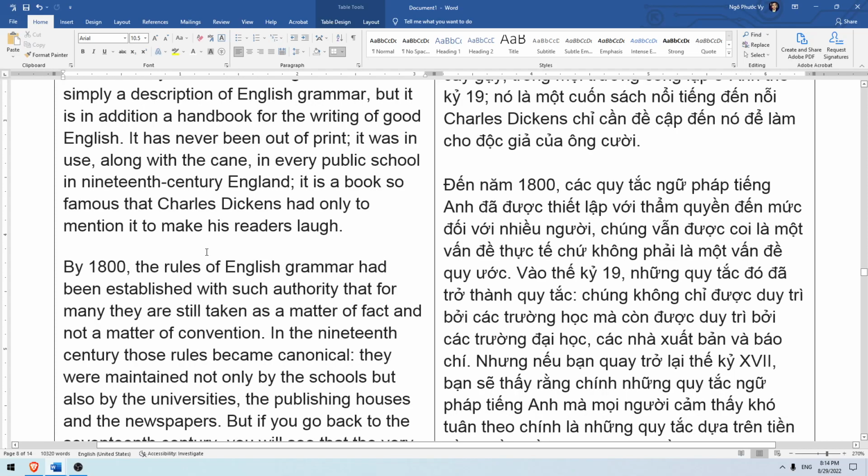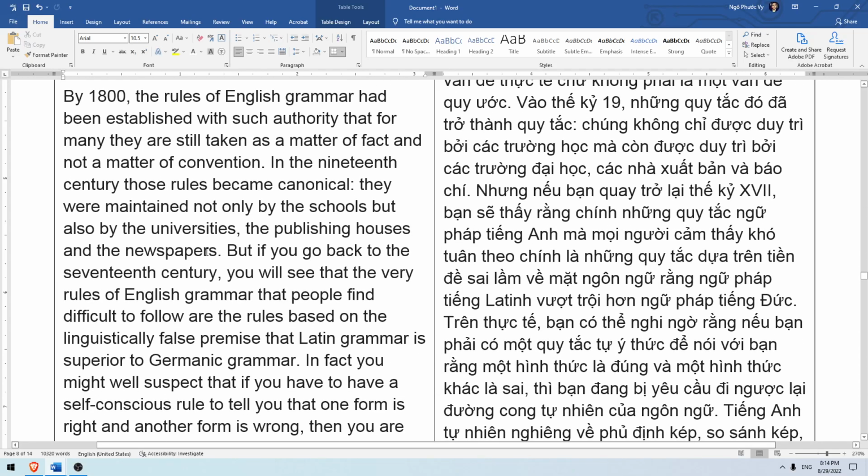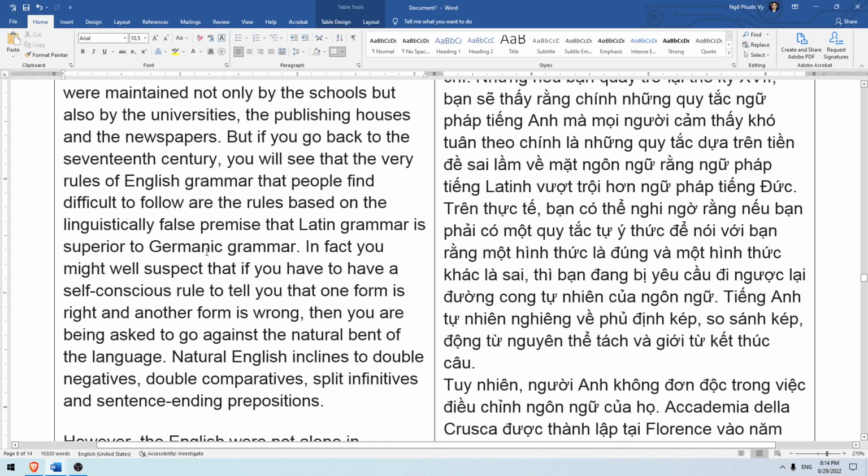It was in use, along with the cane, in every public school in 19th century England. It is a book so famous that Charles Dickens had only to mention it to make his readers laugh. By 1800, the rules of English grammar had been established with such authority that for many they are still taken as a matter of fact, not a matter of convention. In the 19th century, those rules became canonical. They were maintained not only by the schools but also by the universities, the publishing houses, and the newspapers.